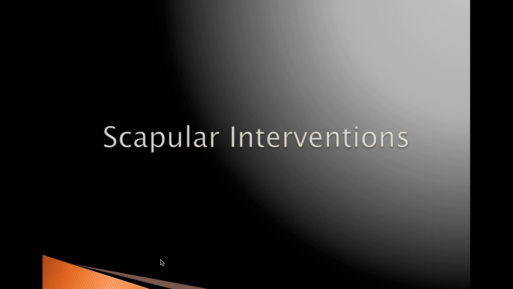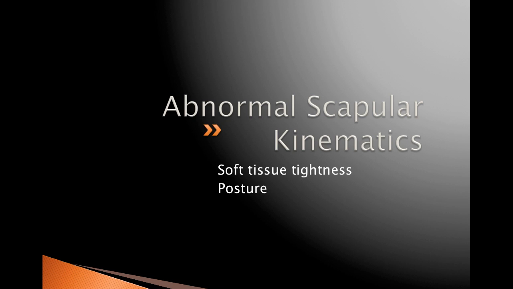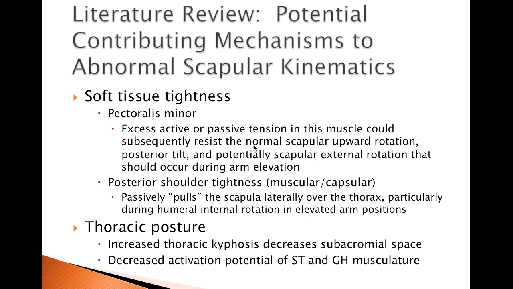All right, let's talk about scapular interventions. So somebody, say, has abnormal scapular kinematics. Their scapula is not moving, okay? What contributes to abnormal scapular kinematics? Soft tissue-wise, the pec minor, okay? If the pec minor is really tight, okay, it's going to resist normal upward rotation and posterior tilt and external rotation that should happen, okay?